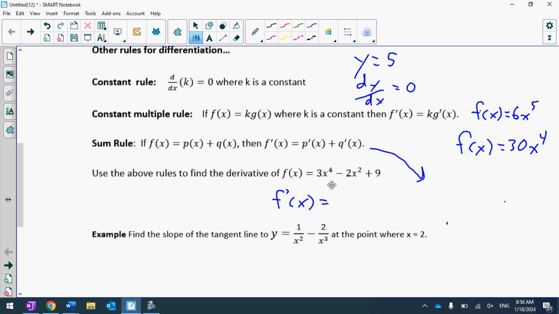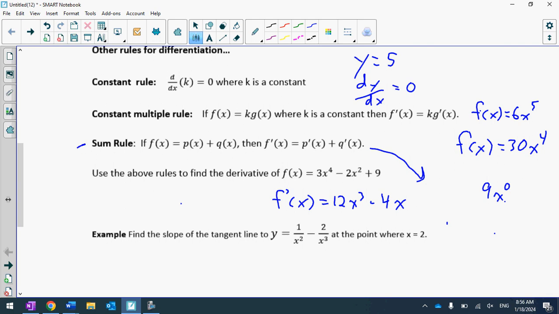So this one will be 12x to the power of 3. I'm just getting that from 4 times 3 is 12, and then dropping the exponent by 1. Subtract 4x, and then the derivative of 9, that's a constant, is just equal to 0. Notice you could also treat 9 as 9 times x to the power of 0, since x to the power of 0 is 1, and then you could just use the power rule. 0 times 9 is 0, and so the whole thing is gone. So there's the final derivative right there.